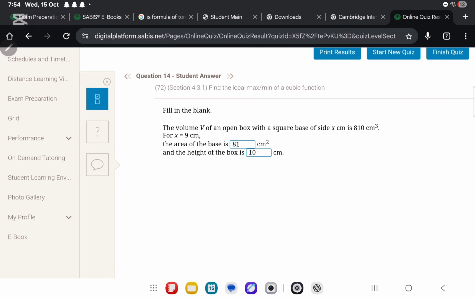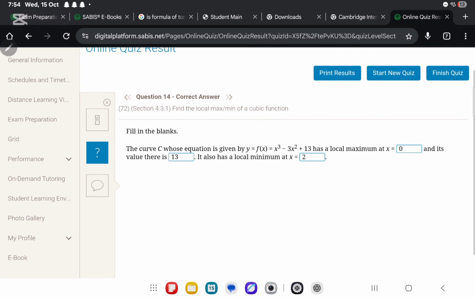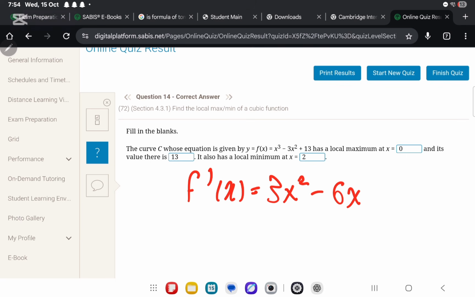Question 14. The curve C, blah, blah, blah. Okay, this is easy. Derive it. F prime of x. F prime of x is equal to 3x squared minus 6x. Right? Now, set these equal to 0. So 3x squared minus 6x is equal to 0.